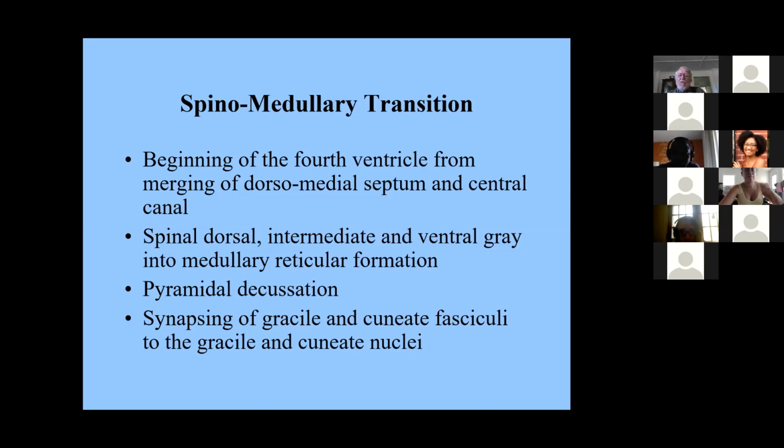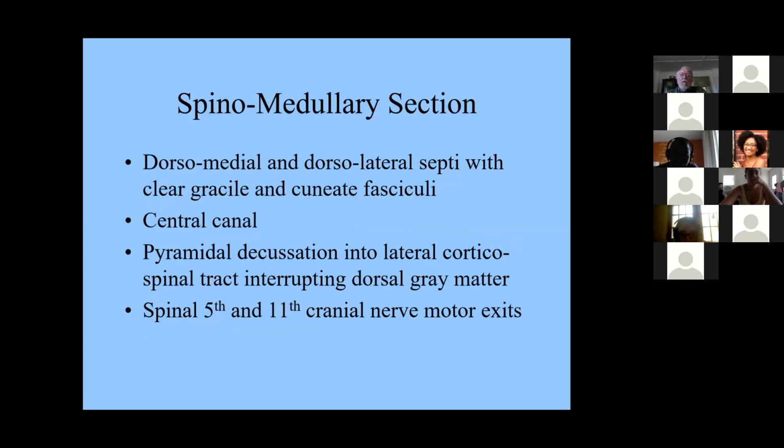So these are the four different things that we are looking at. When we look at the first spinomedullary section, we're going to identify the dorsomedial and dorsolateral septi with clear gracile and cuneate fasciculi. We're also going to see the central canal still there, even though we're in this spinomedullary transition. We're going to see the pyramidal decussation into the lateral corticospinal tract, and it literally interrupts the dorsal gray matter. But then we're also going to see something interesting.